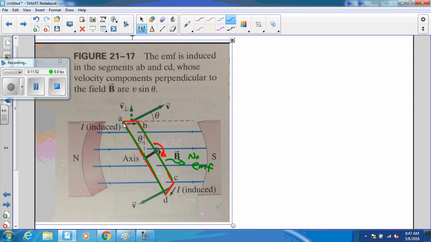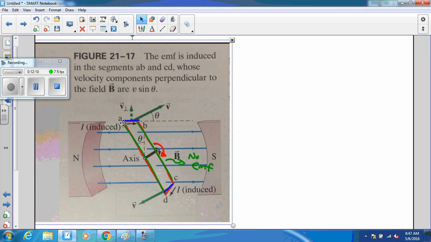Agreed. But the ones in blue, here and here, are now going to cut through the field lines as they come around. You can see my finger here representing field lines, and again, draw it forward.